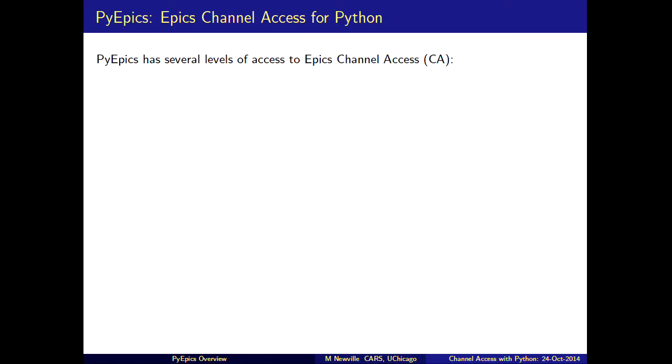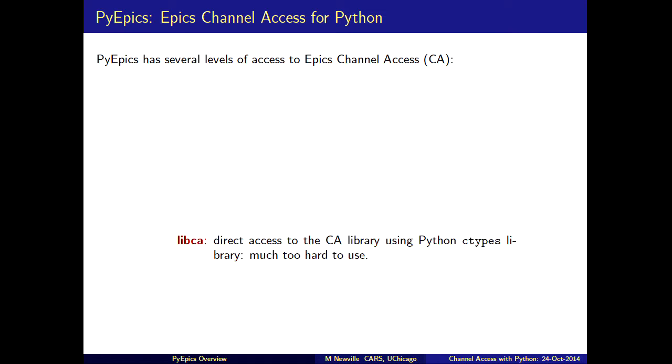So PyEpics has sort of 3 levels, or maybe even 4 levels of how you can access the channel access library. I should say, if you don't know anything about Python and you don't know anything about Epics, this lecture might be kind of a little obtuse. So channel access allows you to get information about network resources that handle Epics process variables.